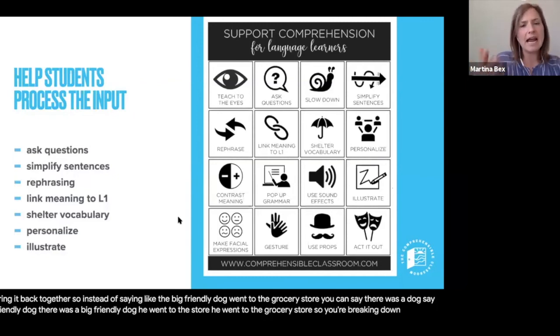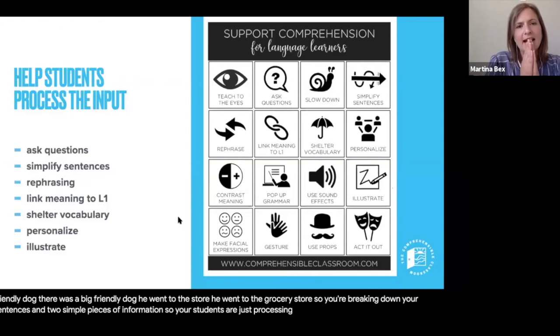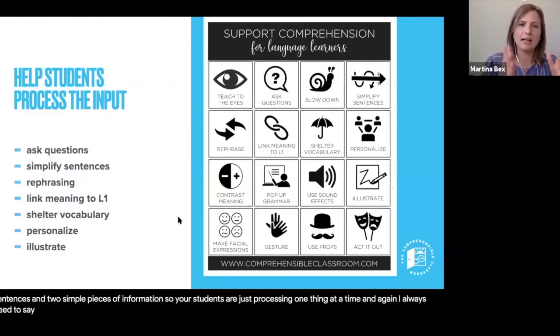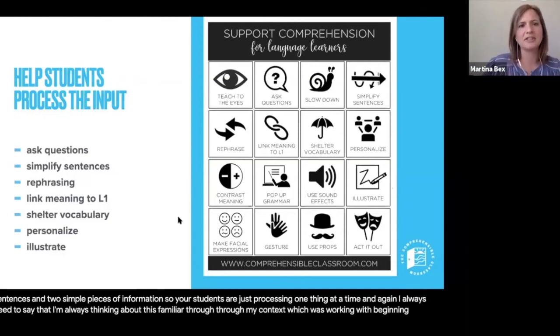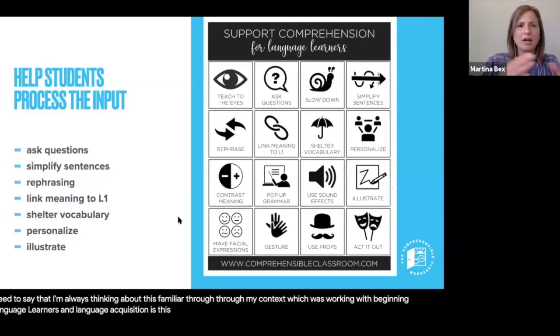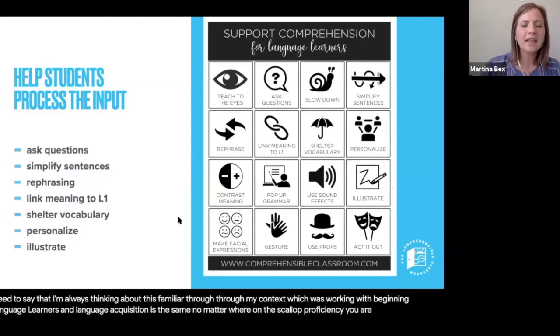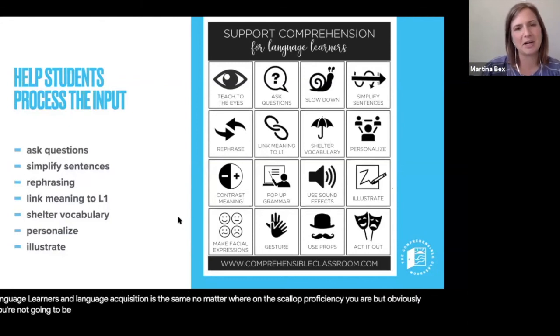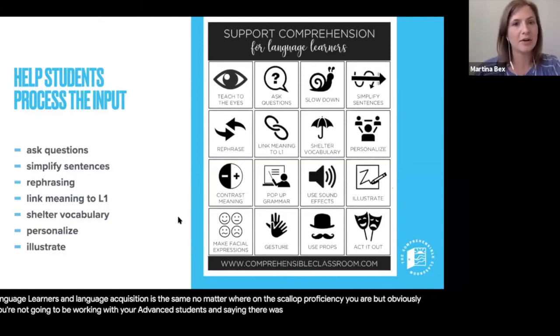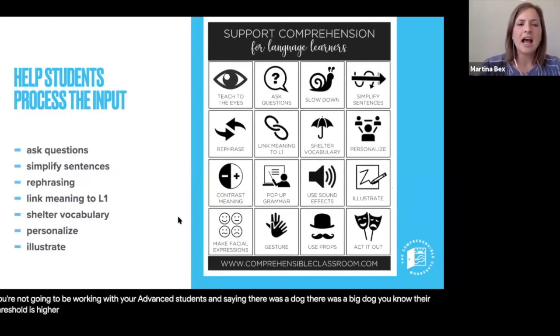And again, I always need to say that I'm thinking about this through my context, which was working with beginning language learners. Language acquisition is the same no matter where on the scale of proficiency you are. But obviously you're not going to be working with your advanced students and saying, there was a dog, there was a big dog. Their threshold is higher.